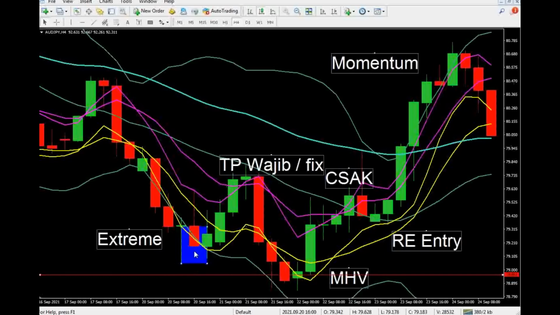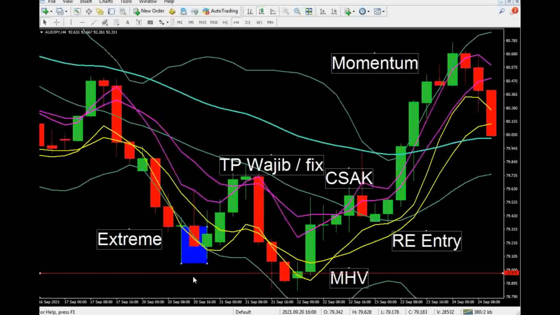Because why? Because if the next price after the rejection continues down until here and closes in here, that means this extreme can fail and the price can have a down momentum and go down in future. That's why the cut loss or stop loss is in this area.